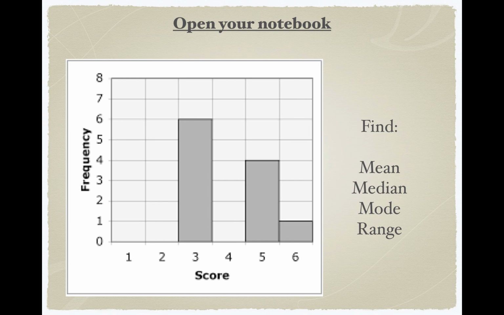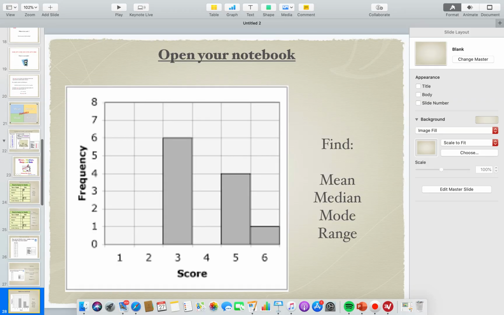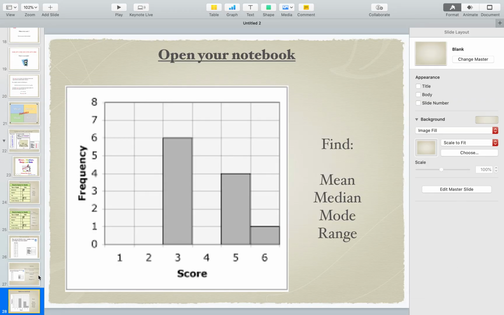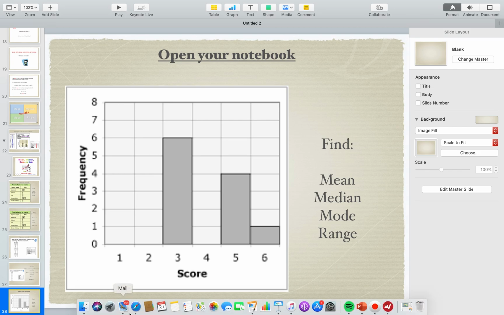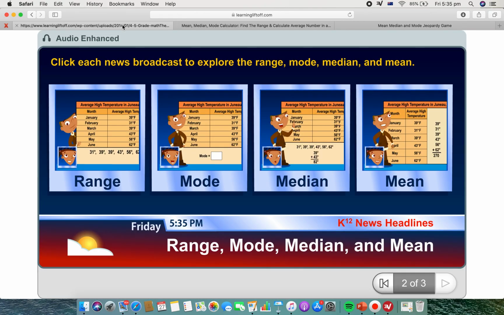Now, let's look at more of these. Actually, before we look at this one, we're going to look at another video, right? We're going to look at this one. Now, just listen to this one, and then we do some exercises together.